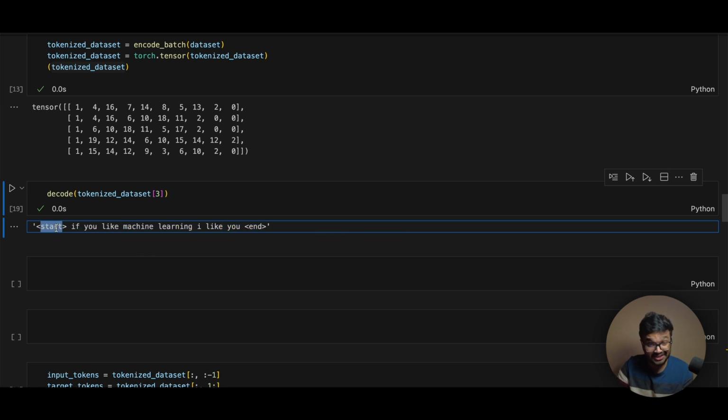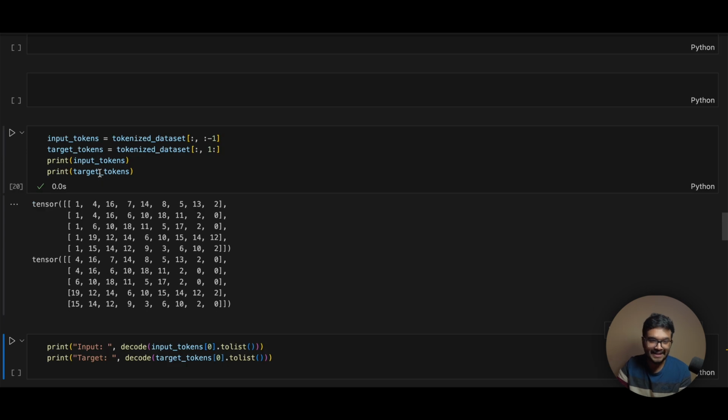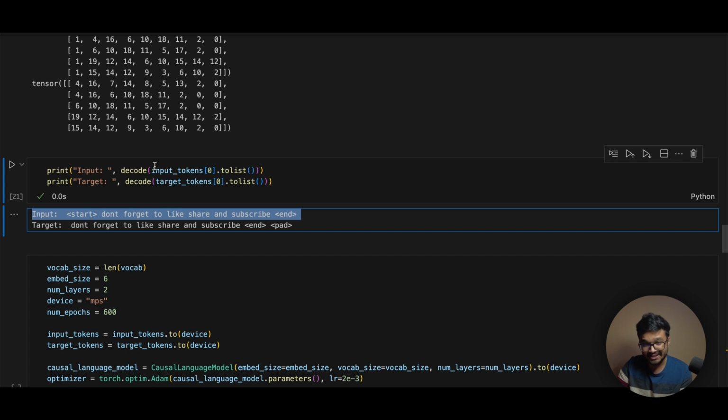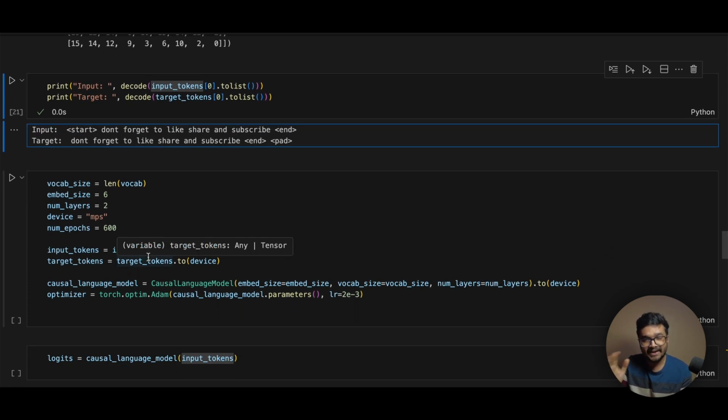The corresponding output of start, we will try to fit it to if. The corresponding output of start if, we will try to fit it to you. The corresponding output of start if you, we will try to fit it to like, and so on. That's how we will try to fit the model to do that. So here I have shown how the input tokens and the target tokens are going to look. The input sequence is this, and the output sequence is basically shifted by 1. So 1 4 16 7 becomes 4 16 7 14. And here I have again shown the same example, but as strings, so that it's easier to follow what's going on.